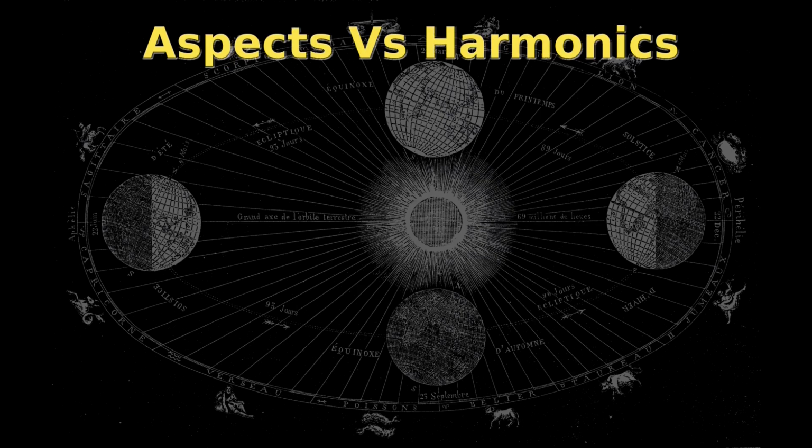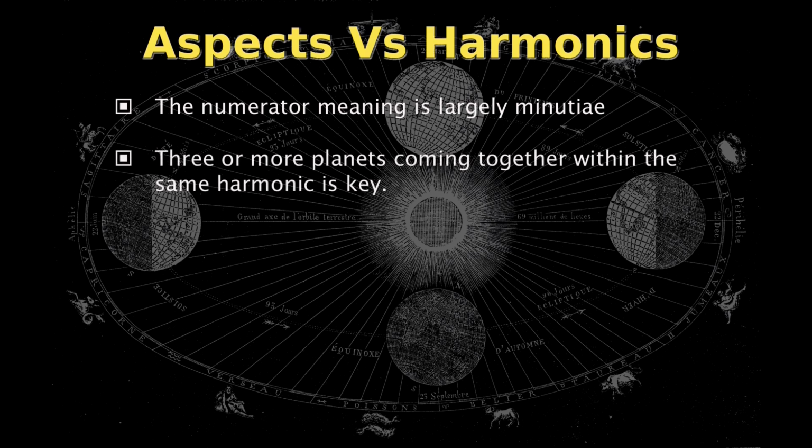I want to stress that the numerator meaning is largely minutiae, although there are aspects in specific harmonics where the numerator becomes more important, which I will address when I come to those harmonics. What is more important is when three or more planets come together within the same harmonic, because it reinforces that harmonic.